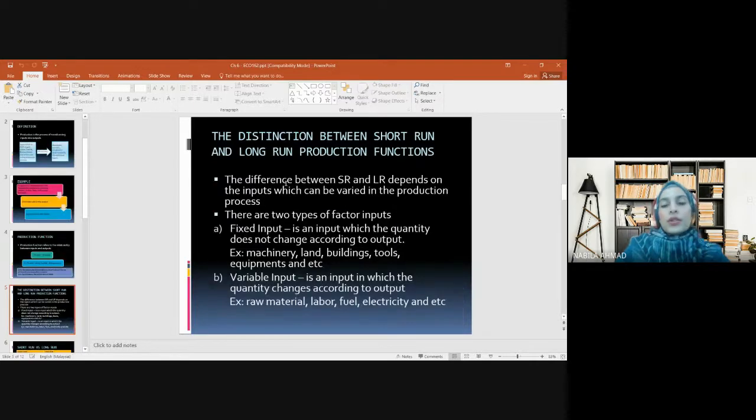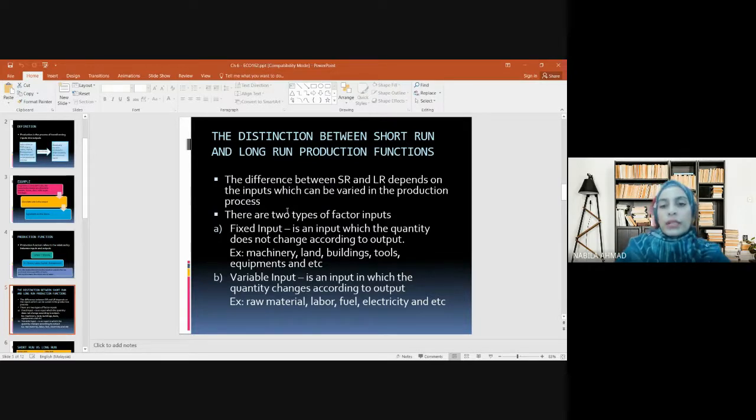Okay. So it's important for us to know the distinction between short run and long run production. So we need to know the time frame. Kita kena tahu time frame lah. Time frame ni ada dua, short run dan juga long run. So the difference between short run and long run depends on the input which can be varied in the production process. So apa yang membezakan short run dengan long run adalah input yang berada di dalam jangka masa tersebut.